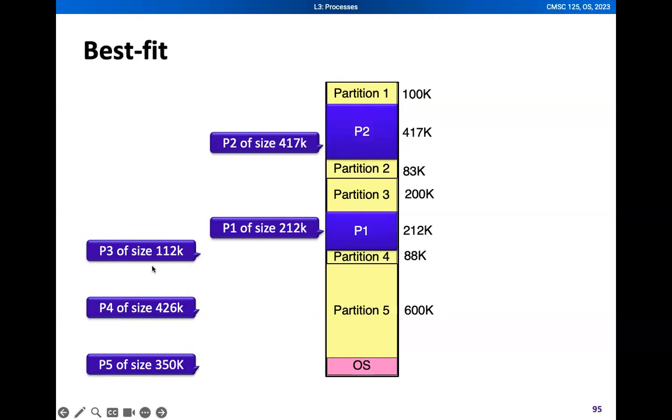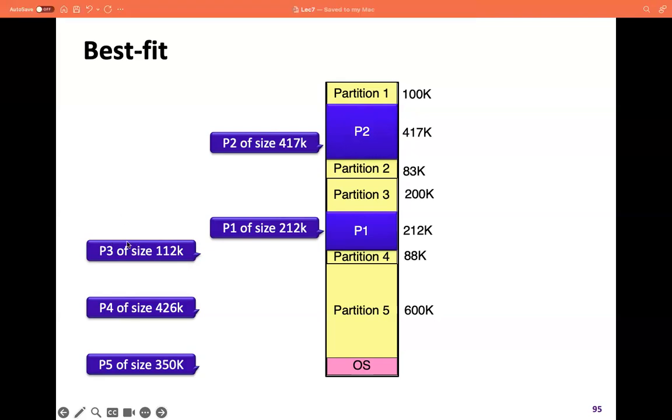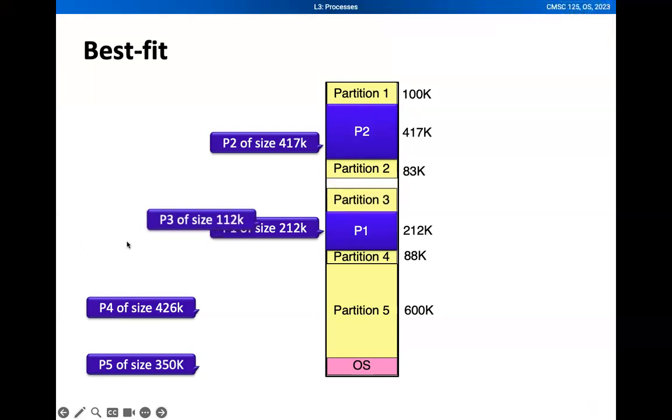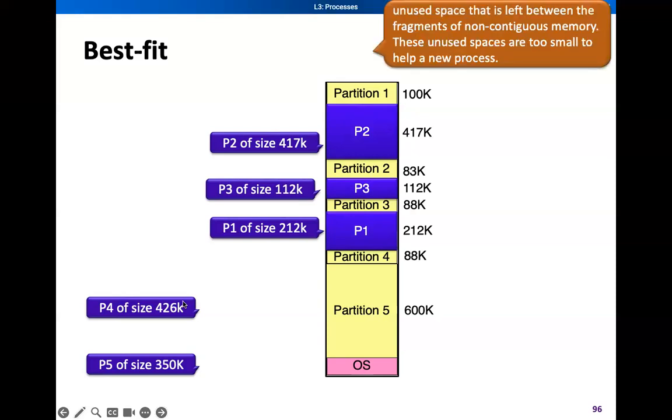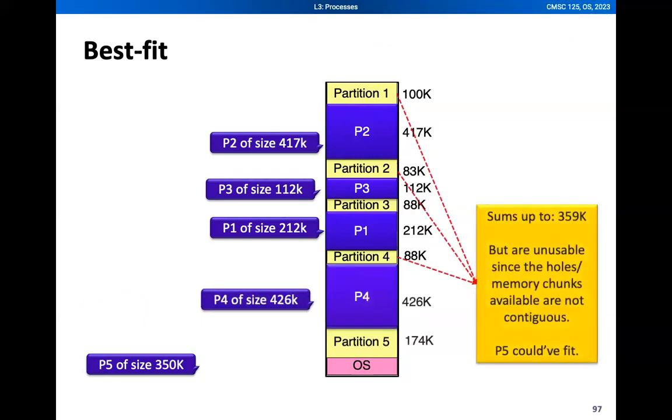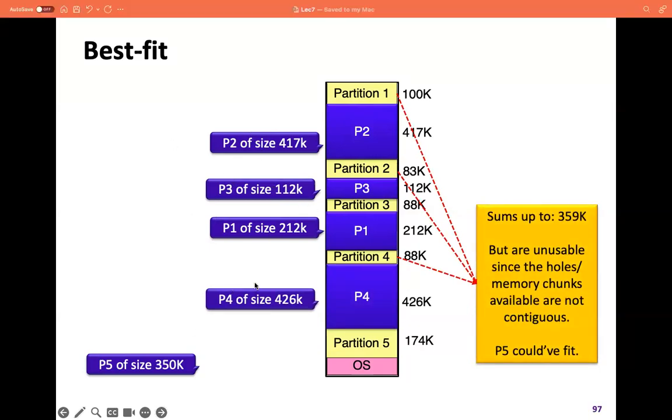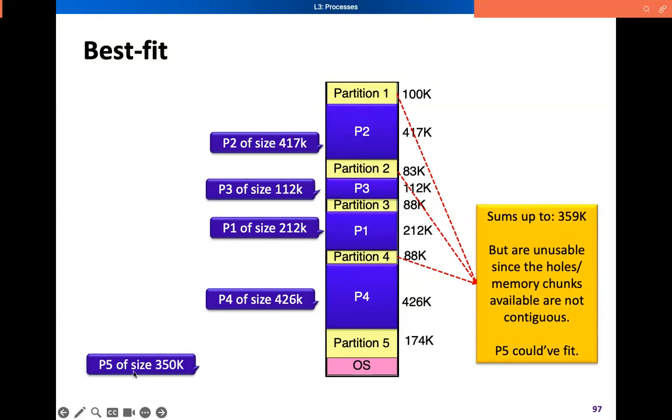And then next P3 of size 112K. What is the smallest block again that can fit P3? That would be in partition 3. And then P4 of size 426K can fit in partition 5. I'm not explaining the BestFit anymore because I have a specific video for this. Okay, so now we have P5 of size 350K.